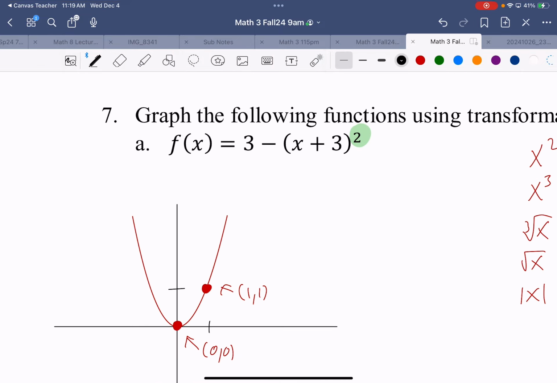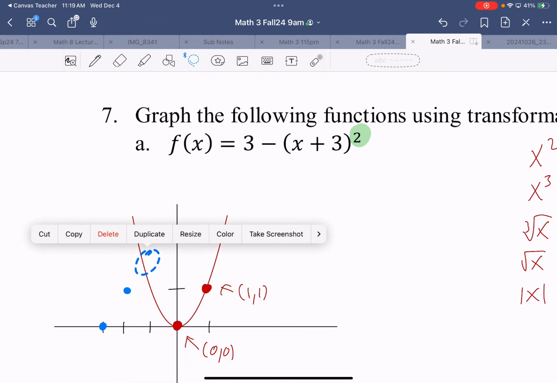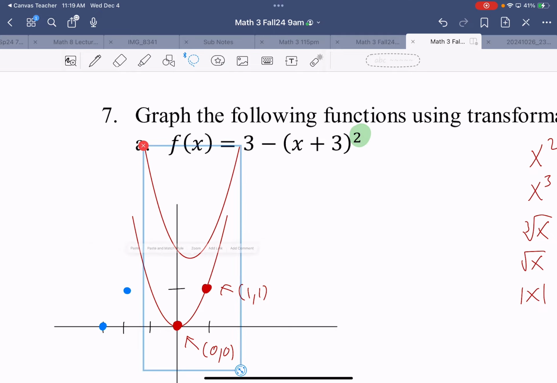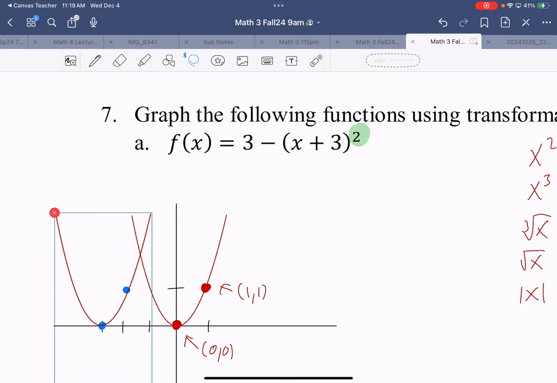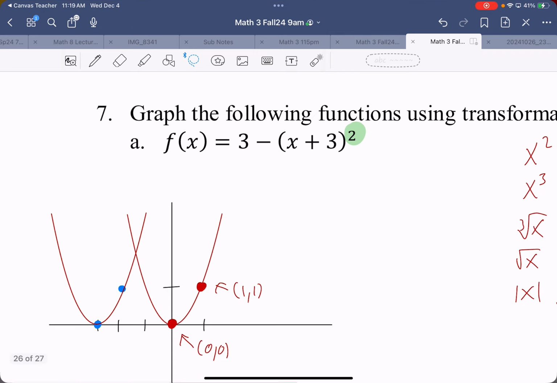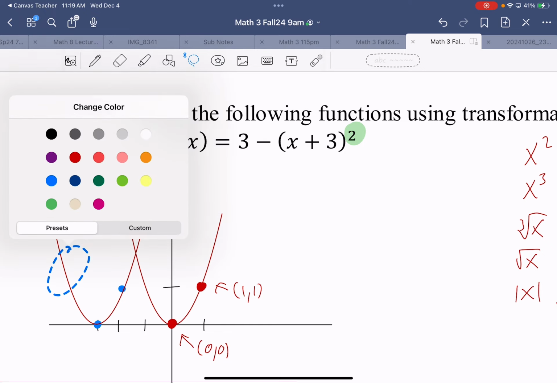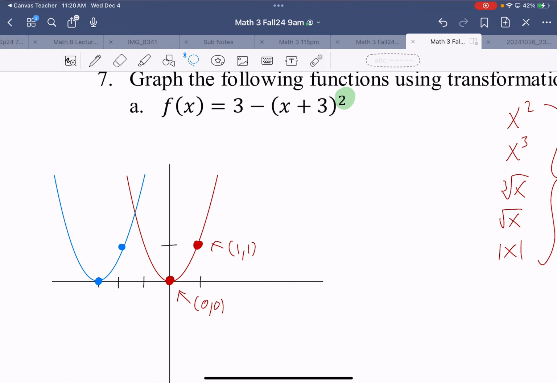Which here, right, we start with the inside. This tells me to move the graph over 3 to the left, so 1, 2, 3. So I'd move this point 3 times, and then this point moves 3 times. I would copy the graph. And it's just moving over 1, 2, 3. And don't forget this negative outside, those are reflection on the x-axis.